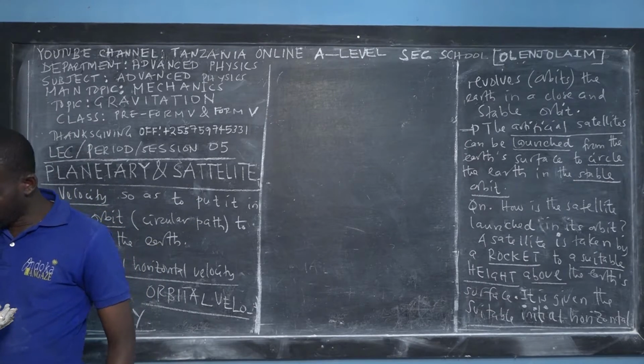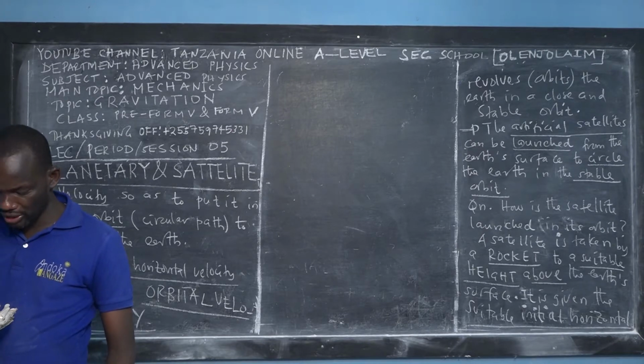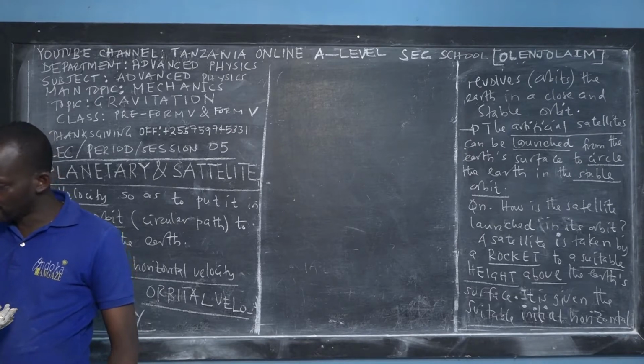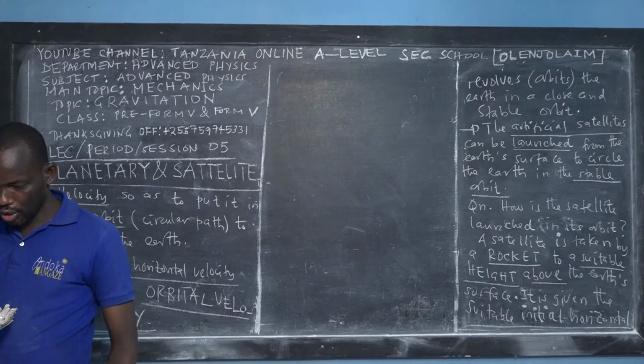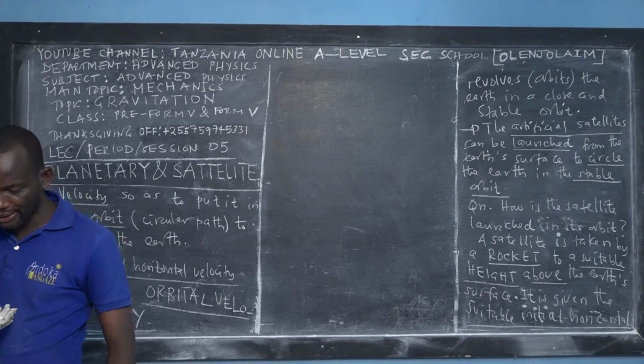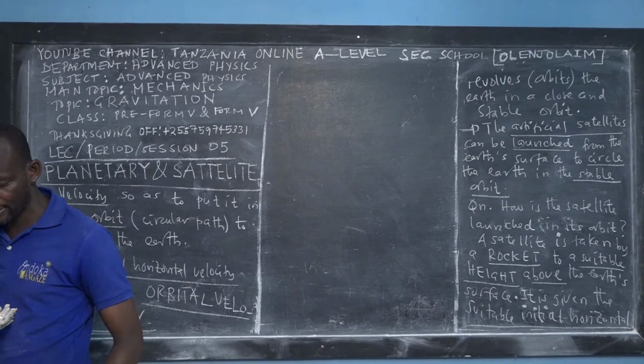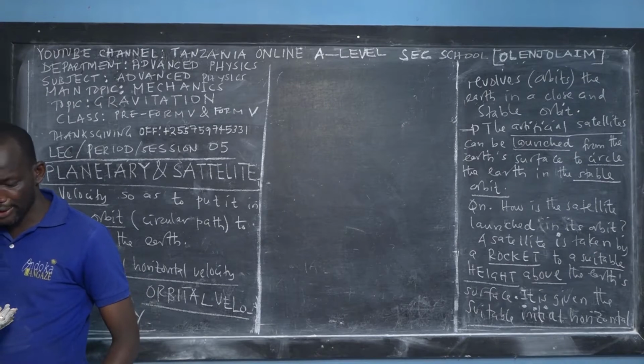So before I define the orbital velocity, I would like first of all to define a terminology that we have heard several times. I've been mentioning it several times, and this terminology we call the orbit. What is the orbit? Orbit is a specific path taken by the planet or satellite to revolve around the heavy body in the universe.